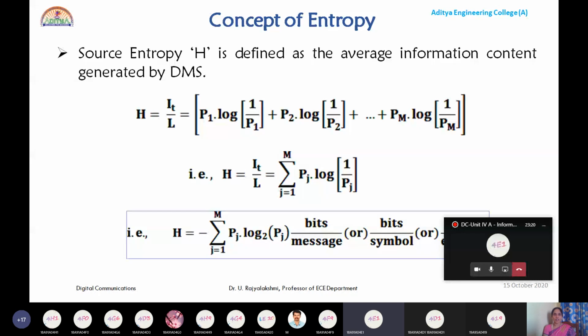Very good. So actually your friend defined the entropy here. What is entropy? Once again you please define it. Average information content generated by a discrete memoryless source. What is discrete memoryless source?